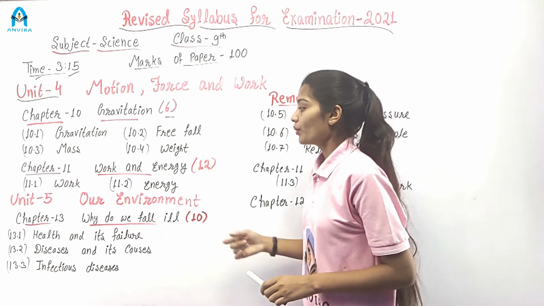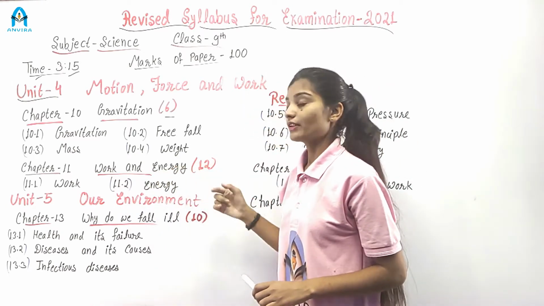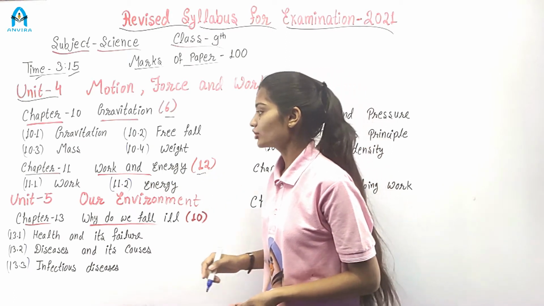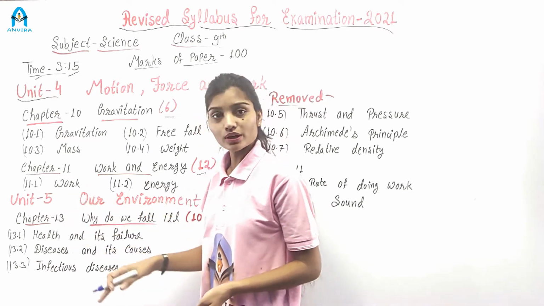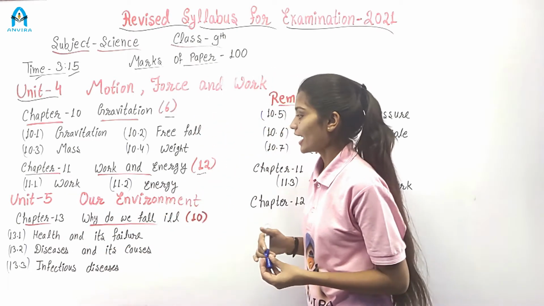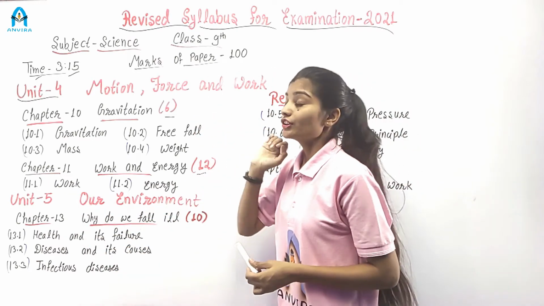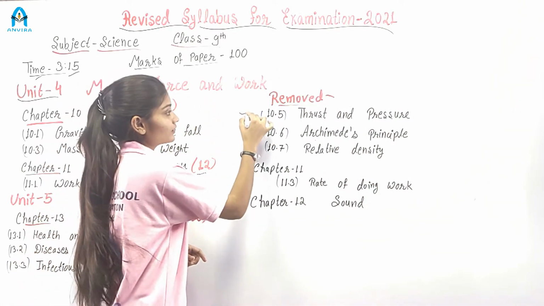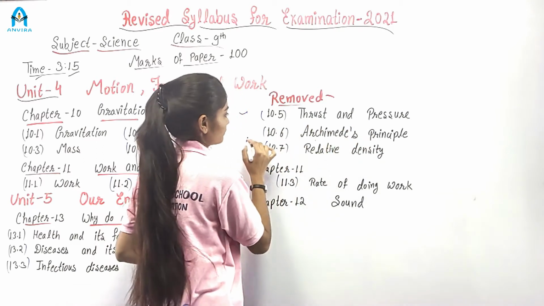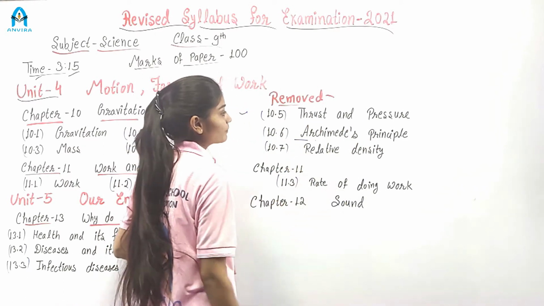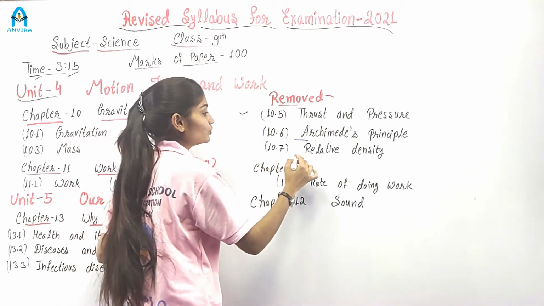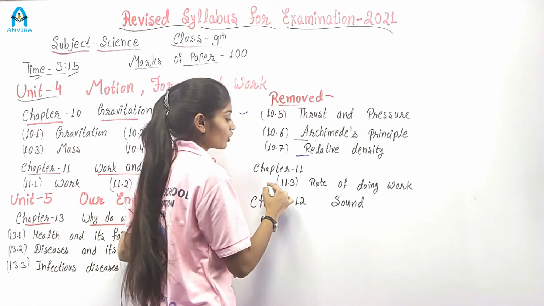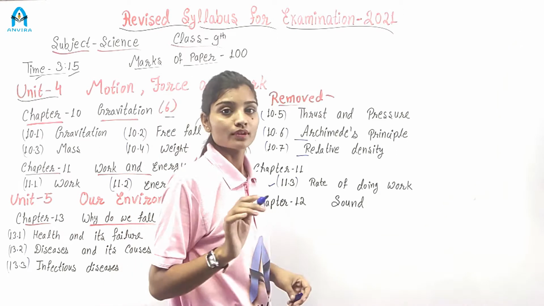Chapter 11 work and energy and the total marks for this chapter is 12 and the topics are first one is work and the second one is energy. Now the topics which are removed from the syllabus from chapter 10: thrust and pressure, Archimedes principle and relative density, and from chapter 11: rate of doing work.